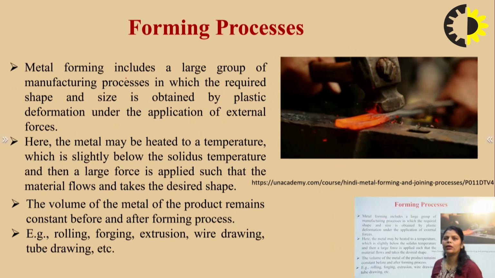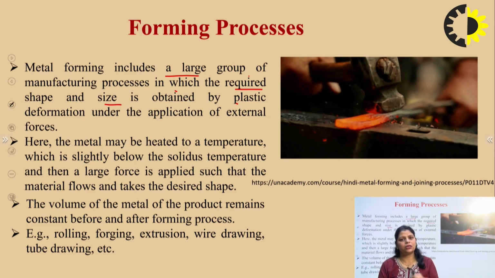Then we come to the forming process or the metal working process. In this process, basically we are producing the required shape and size with the help of external forces. You can see here the material forming includes a large group of manufacturing processes in which the required shape and size is obtained by plastic deformation. Means we will plastically deform the material.